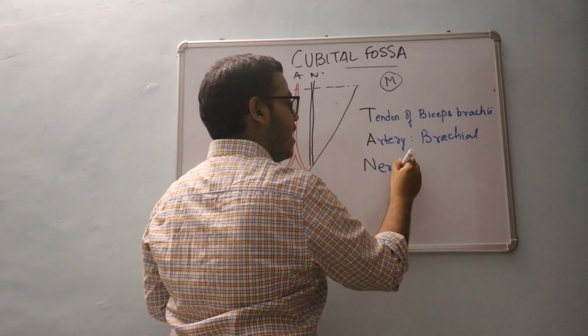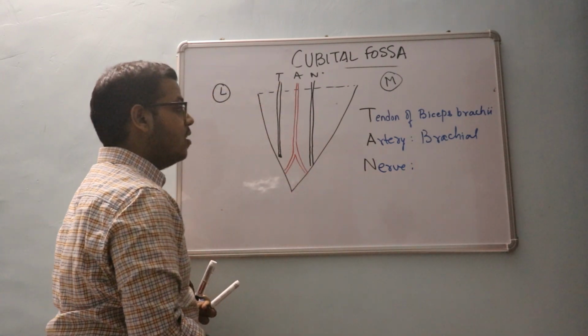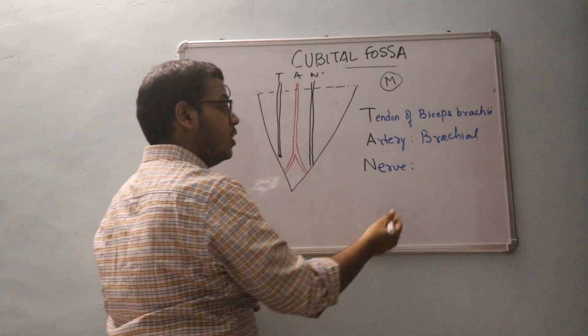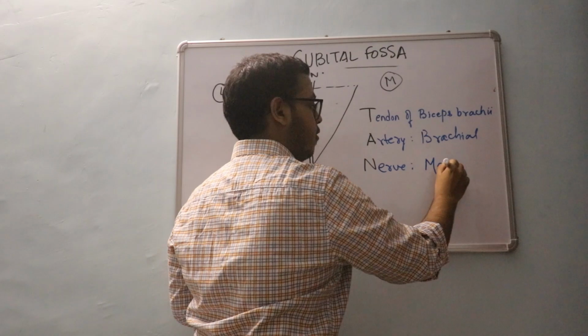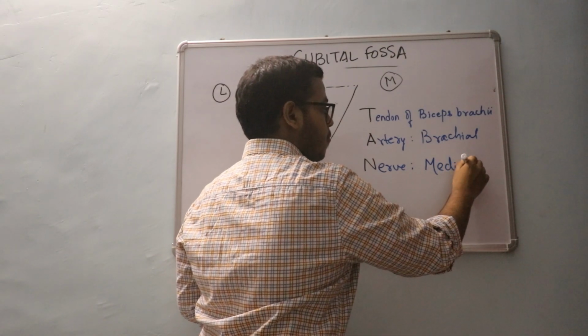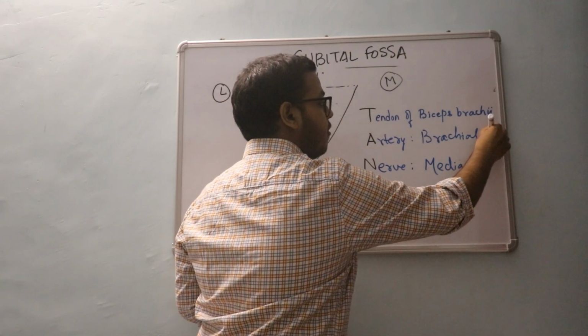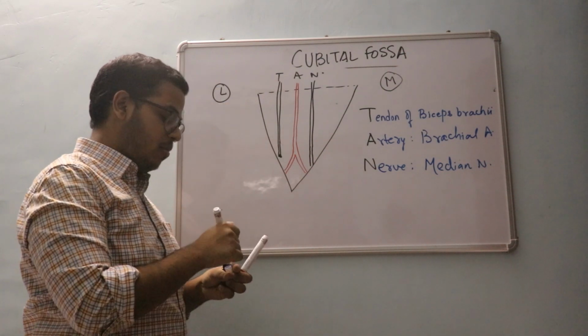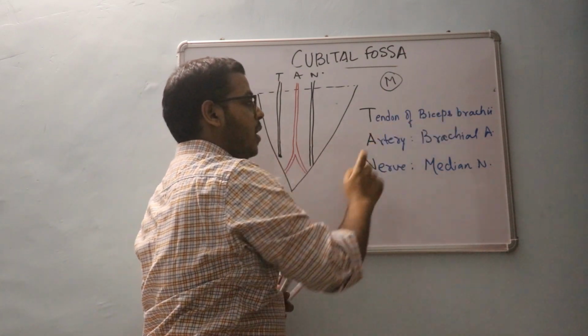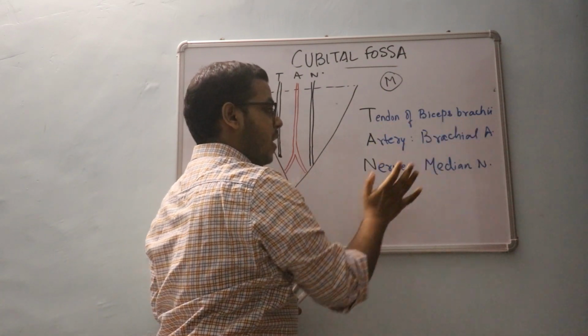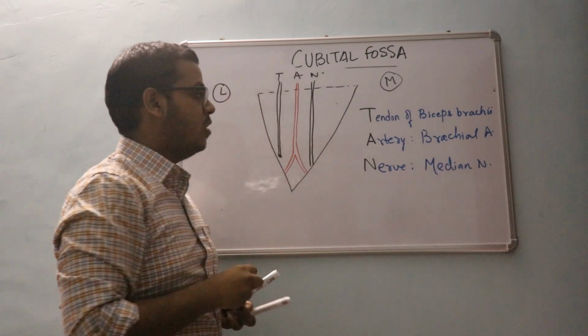So what is N? N is for the nerve. What is the nerve? One of the very important nerves, that is the median nerve. Okay. So we have got the tendon of biceps brachii, the artery, that is the brachial artery, and the nerve, that is the median nerve.